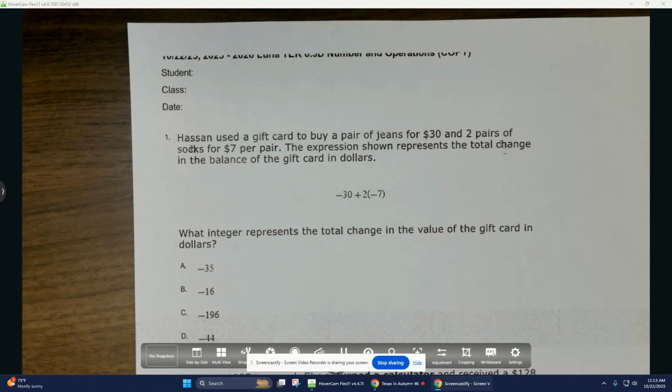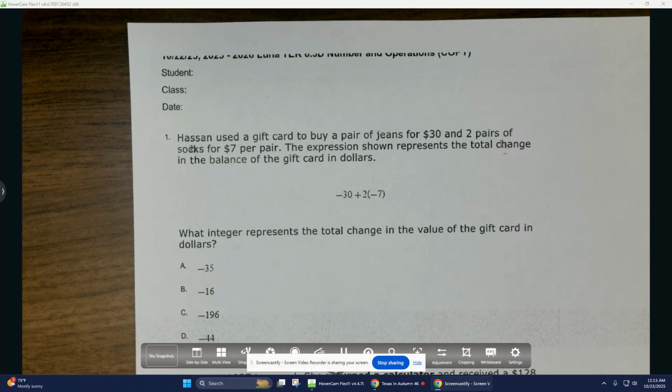We are going to go ahead and do a test review over TEKS 6.3D, which is integer operations. So we will be adding, subtracting, multiplying, and dividing integers, positive and negative whole numbers.